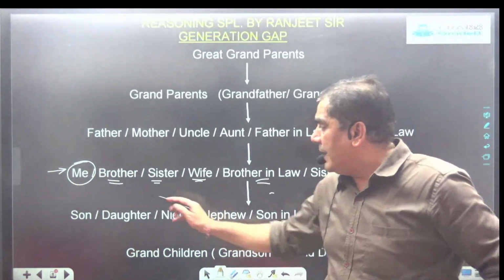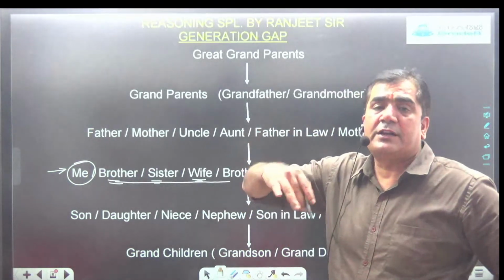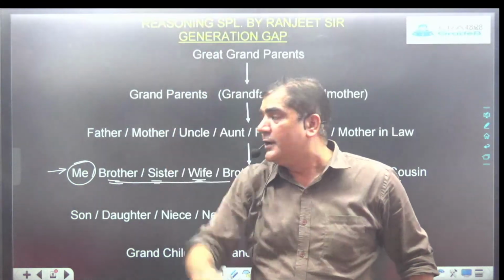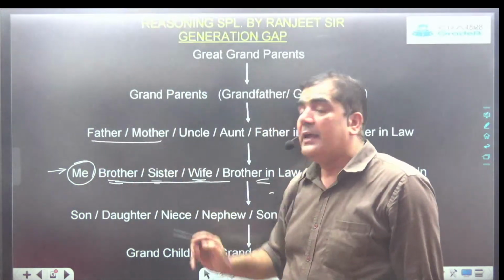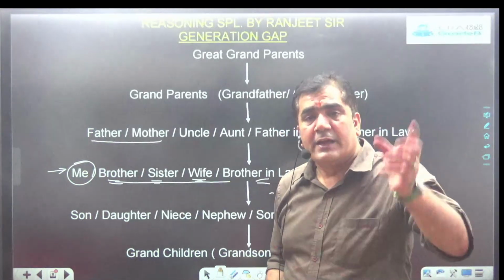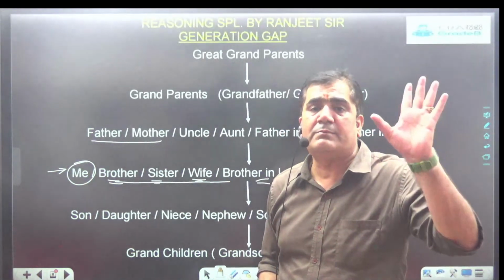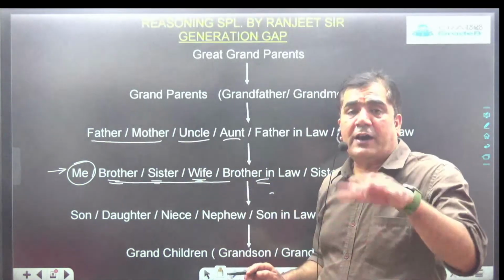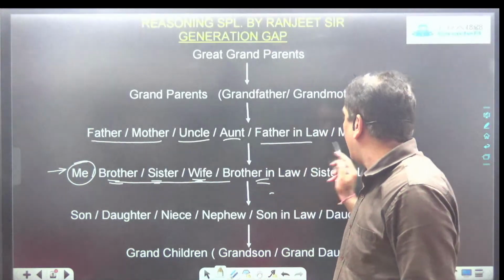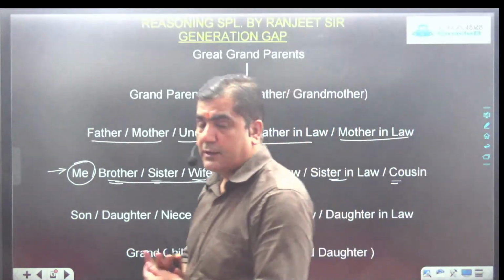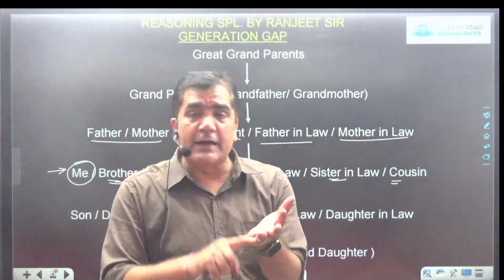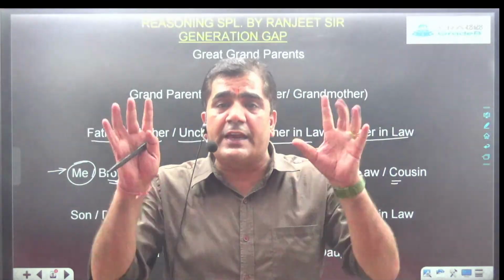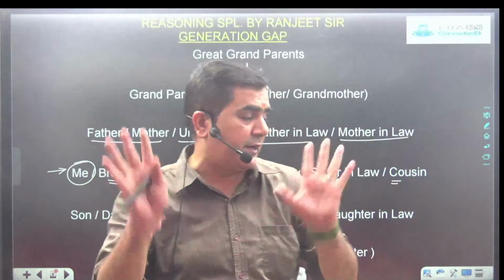Next one. If I am in this generation, then who will be one generation above? My one generation above comes out to be my father and mother. So this generation will be my father, mother, and all those persons in the family having an age nearby my father's and mother's age. That comprises uncle, my father's brother, aunt, my father's or mother's sister, father-in-law, and mother-in-law. Clear? Father, mother, uncle, aunt, father-in-law, and mother-in-law all come in one generation, as their ages will be almost nearby each other.